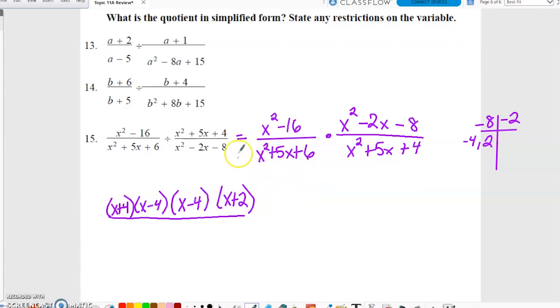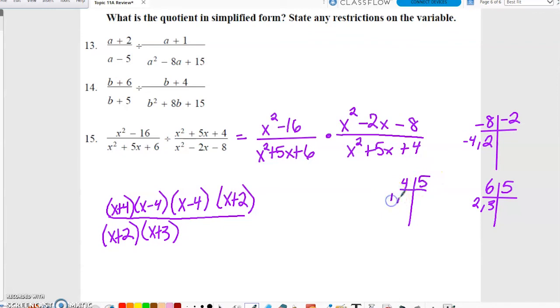Looking at my first denominator, we're going to factor 6, looking for a sum of 5. So again, factoring 6 for a sum of positive 5, it's going to be 2 and 3. So we're going to have x plus 2 and x plus 3. My second denominator, we're looking for a product of 4 that gets us a sum of 5. So that's 1 and 4, because 1 plus 4 is 5. So we're going to get x plus 1 and x plus 4.